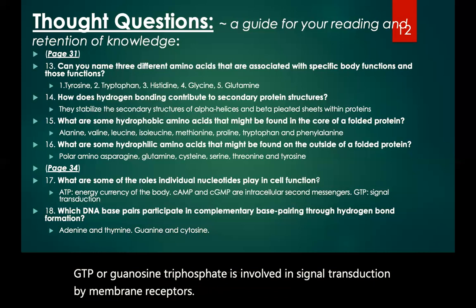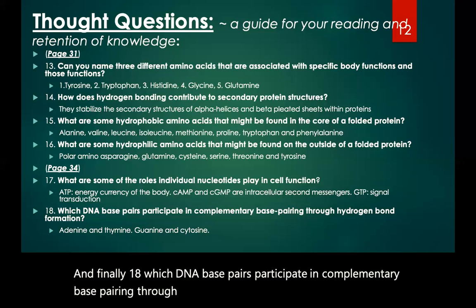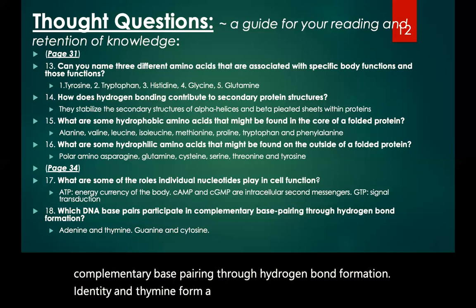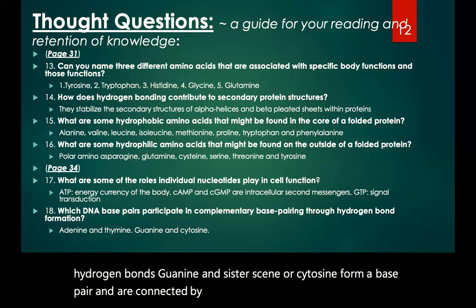And finally, number 18, which DNA base pairs participate in complementary base pairing through hydrogen bond formation? Adenine and thymine form a base pair and are connected by 2 hydrogen bonds. Guanine and cytosine form a base pair and are connected by 3 hydrogen bonds.